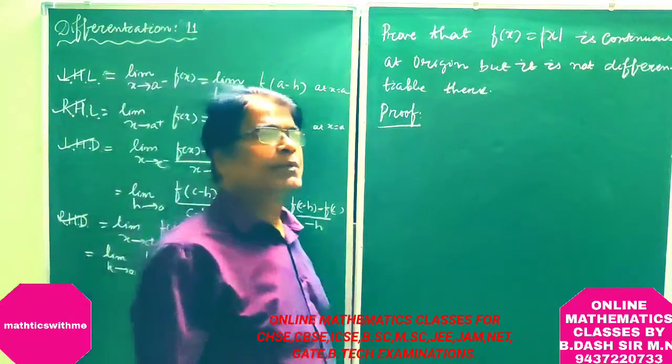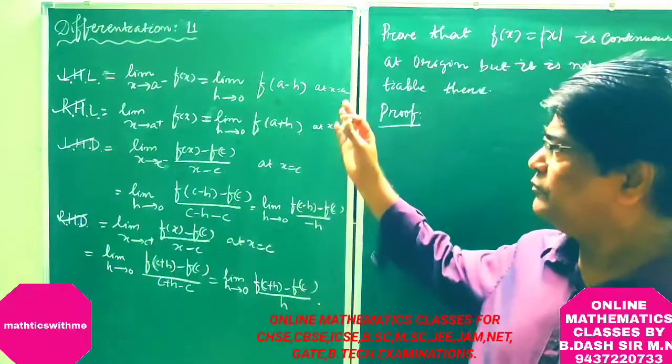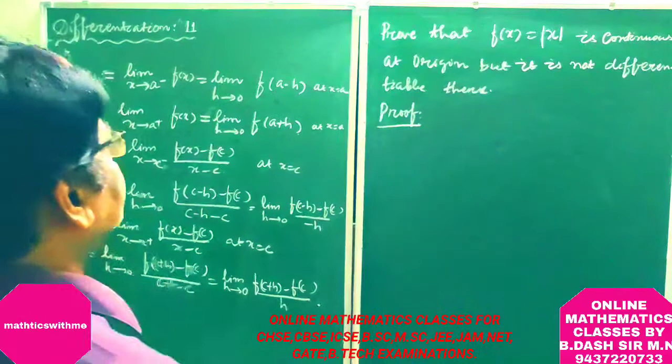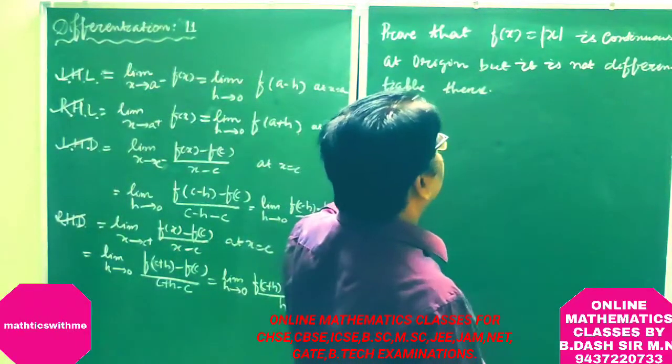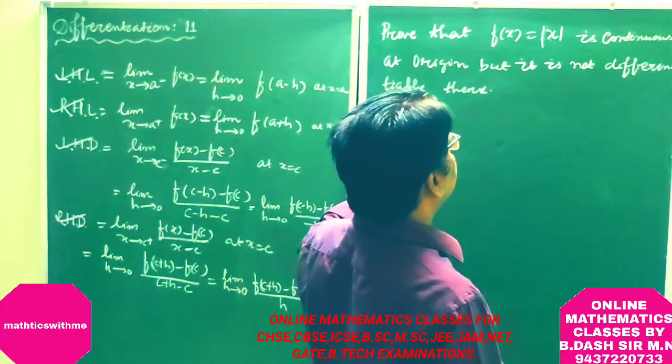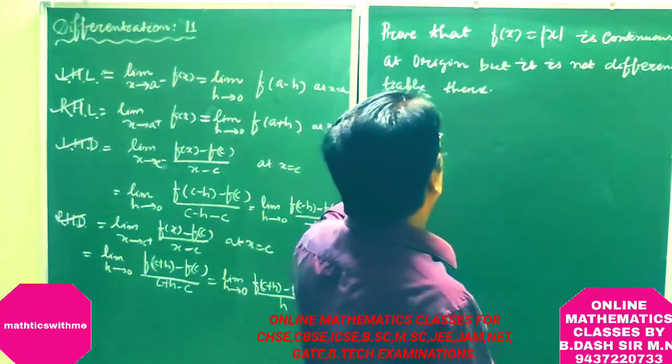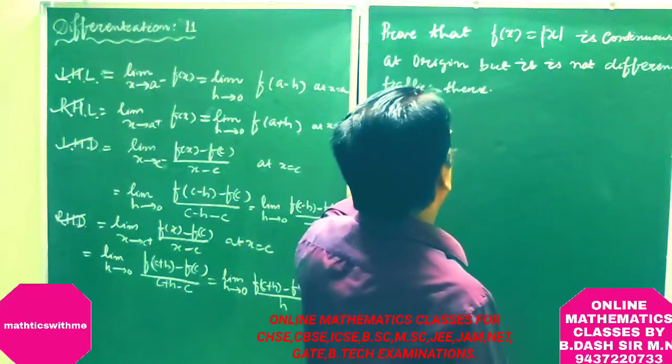Let us solve a problem by which the idea given here will be more clear to you. The question is: prove that f(x) = |x| is continuous at the origin, but it is not differentiable there.